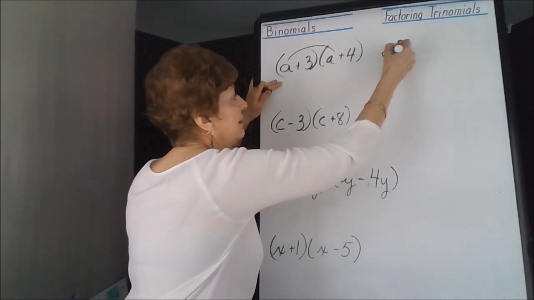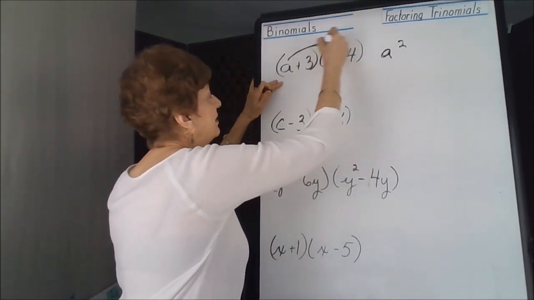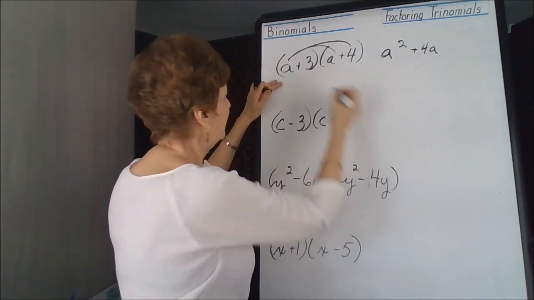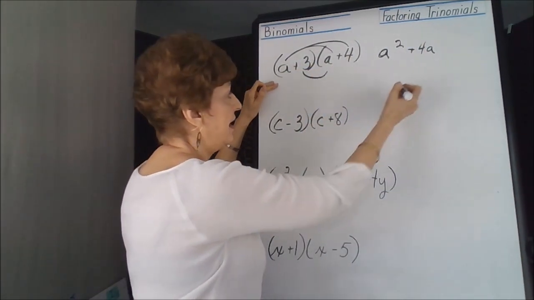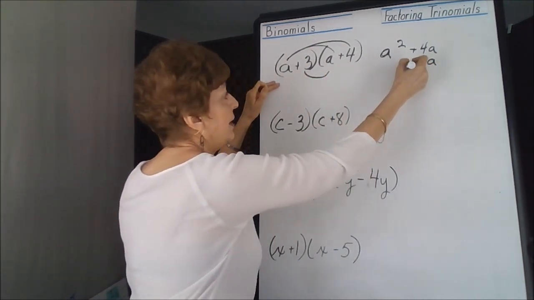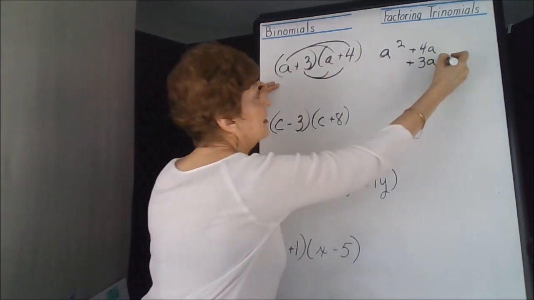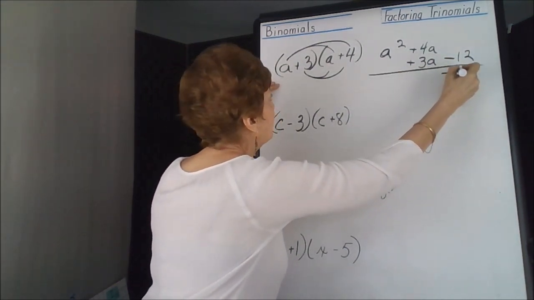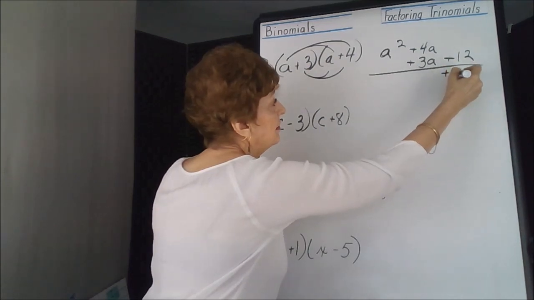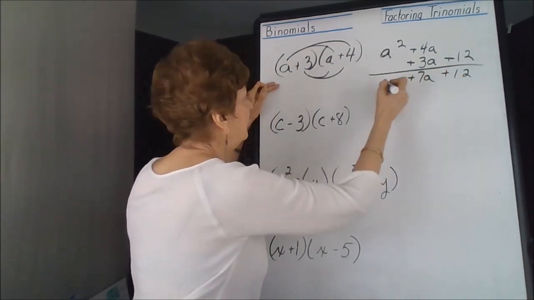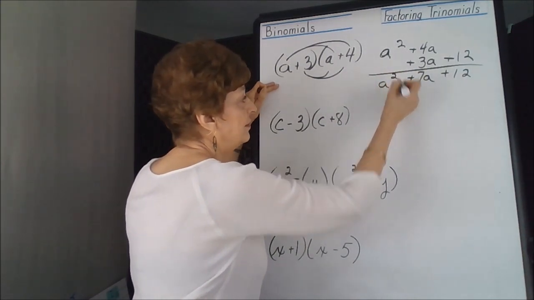a squared plus 4a under 3a, that's positive, and 12 minus plus 12 plus 7a, a squared.